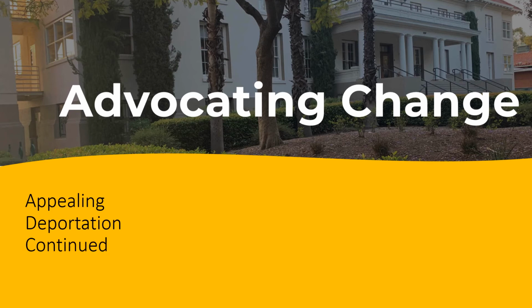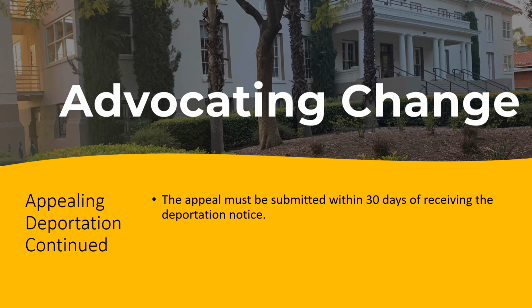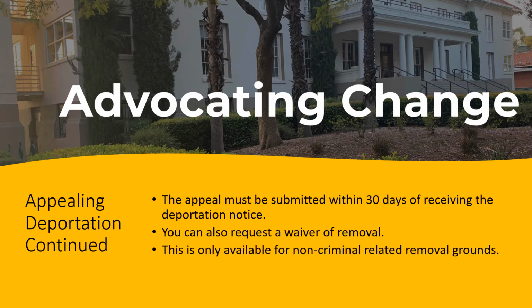Appealing deportation continued. In order to appeal, the appeal must be submitted within 30 days of receiving the deportation notice with the Board of Immigration. You can also request a waiver of removal. This is only available for non-criminal related removal grounds. You can also request a cancellation of removal, which can be used in case you have been in the United States for at least 10 years.